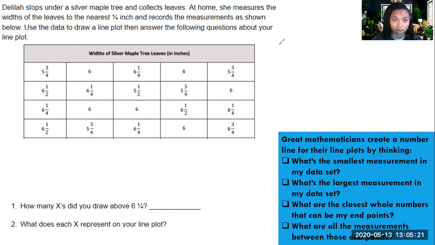Let's try that all over again, because I got to make a straight line. Do my best. It looks more like a hill, but you guys work with me, okay?